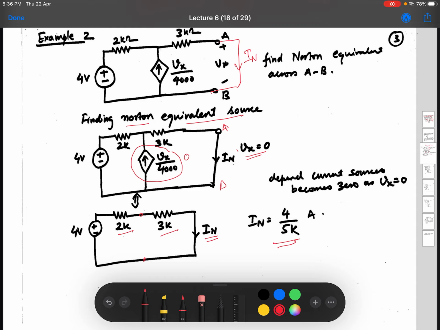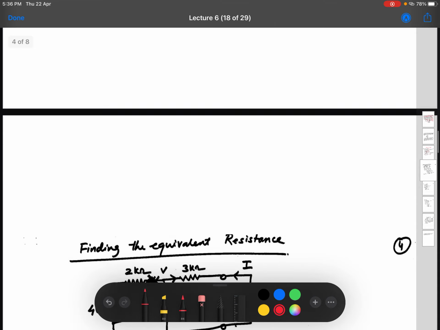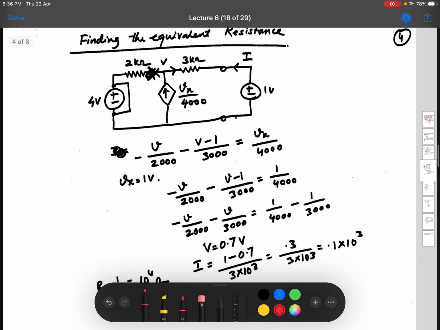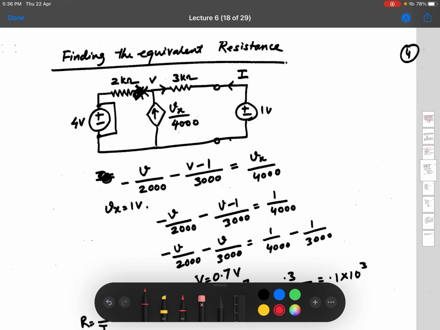So in this case, finding the Norton equivalent is quite easy compared to the Thevenin equivalent, where you wrote the equation and found Vx. But of course that can happen. So here it is IN, that is 4 by 5k. Now we are going to find out how much the equivalent resistance is. Again we are going with the same concept.